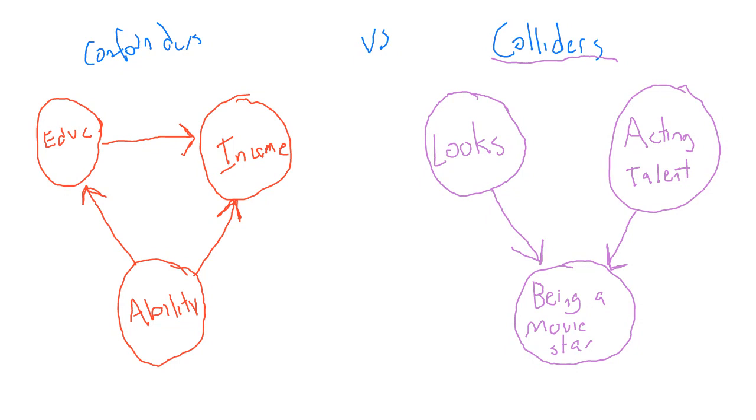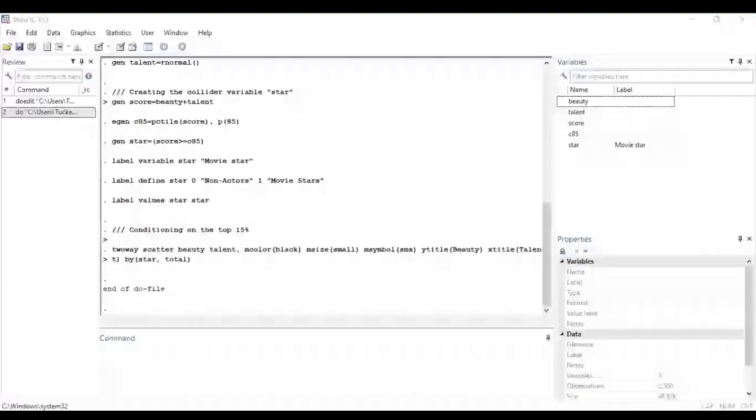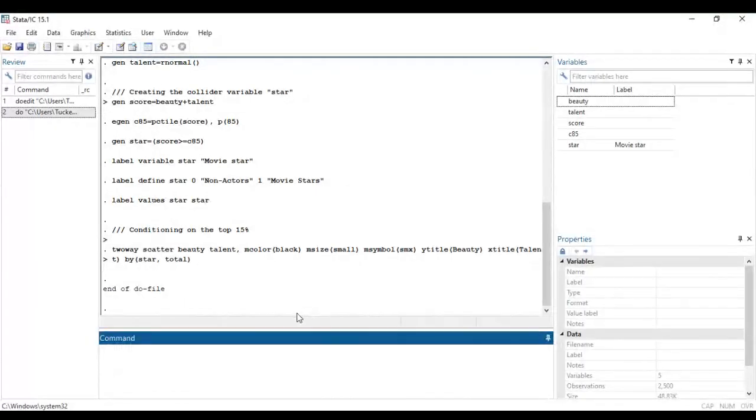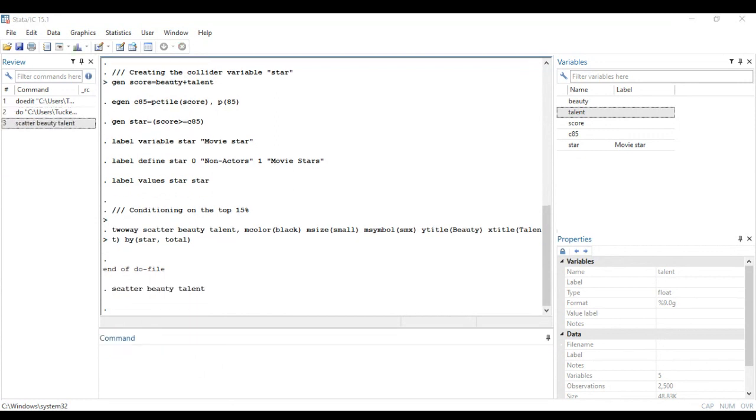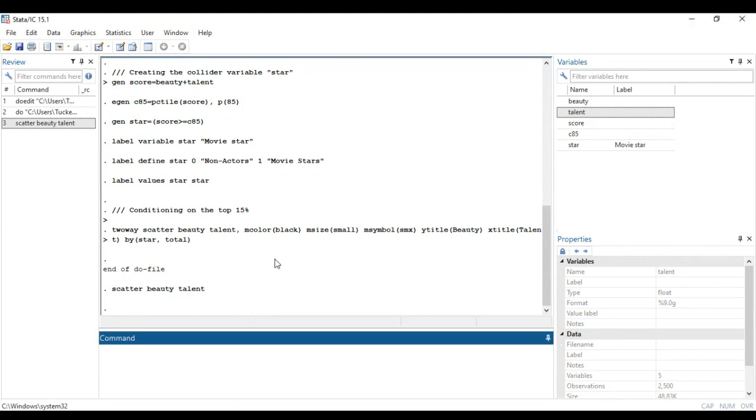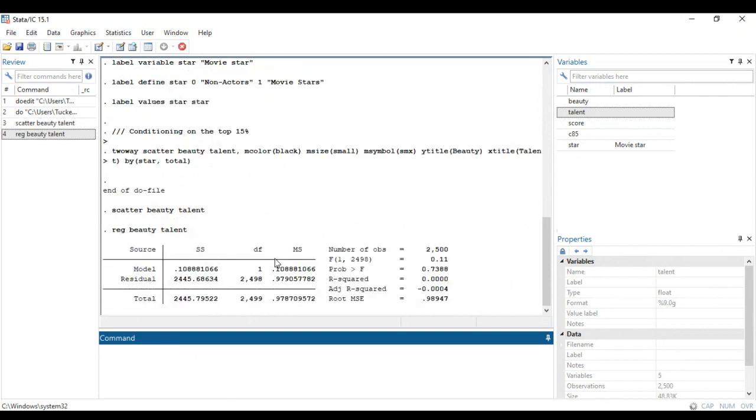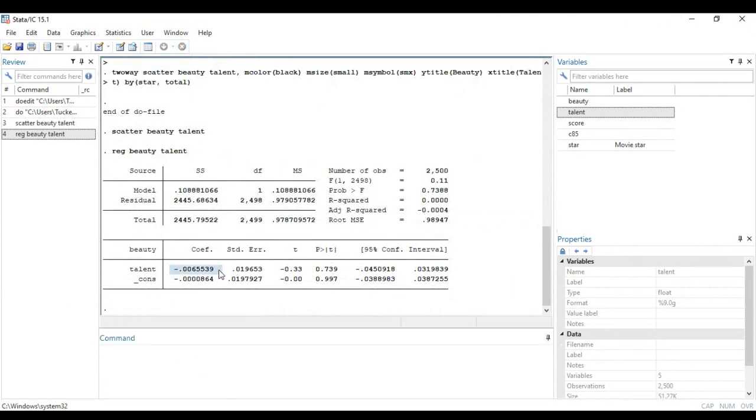Let me share my Stata. Hopefully you should be able to see that. Yeah. Okay. So we have variables for beauty and talent, and these are both just randomly distributed variables. So if we do scatter beauty talent, we can see that there's no relationship, right? And if we do a regression, if we do reg beauty talent, we get a tiny, tiny coefficient and a big standard error.